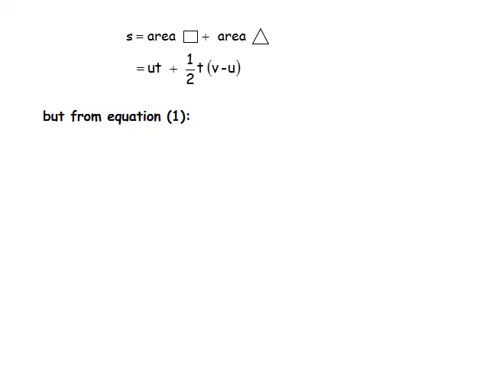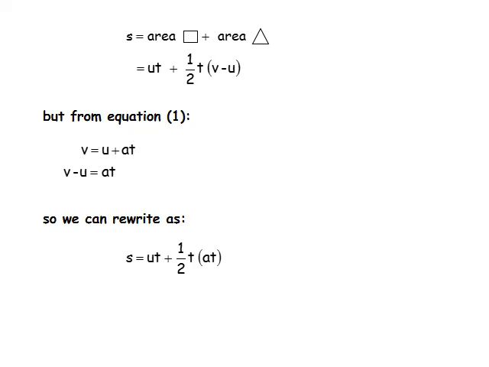So we get those two areas together, the u times t plus the half v minus u times t, and then if we replace v minus u with at, we end up with s equals ut plus half at squared, which is what's going to come on the next part.